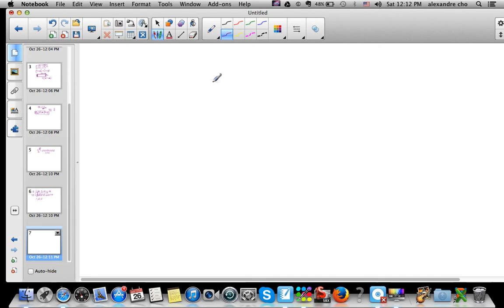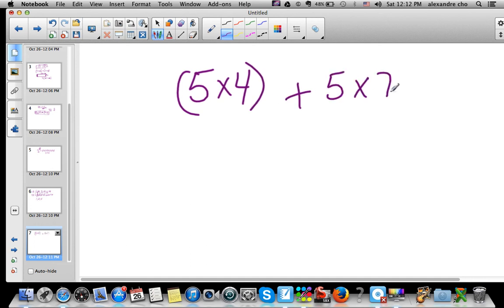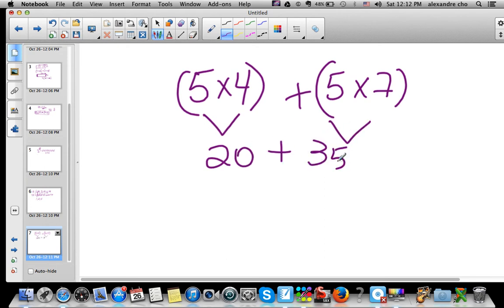5 times 4 plus 5 times 7. And we have a little lag here. If we remember how we did this from the left side, I know that 5 times 4 is 20, and 5 times 7 is 35. That gives me 55. Okay.